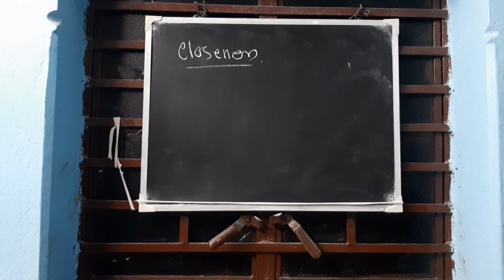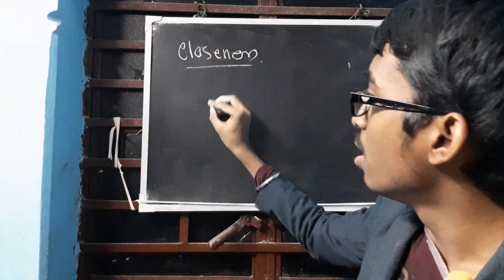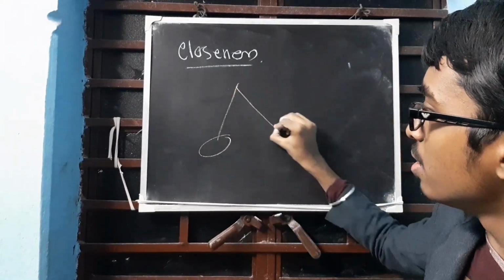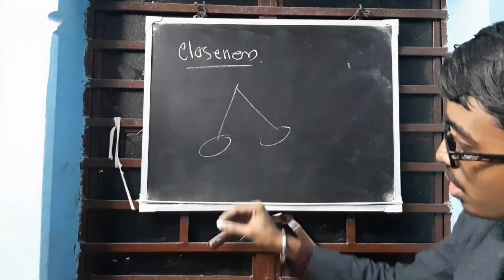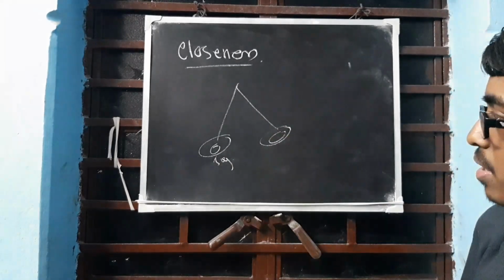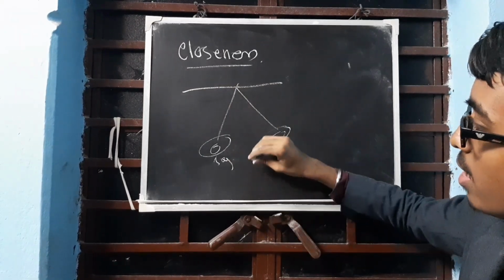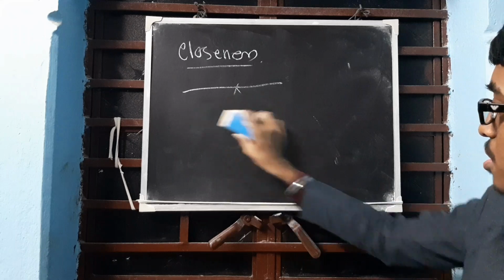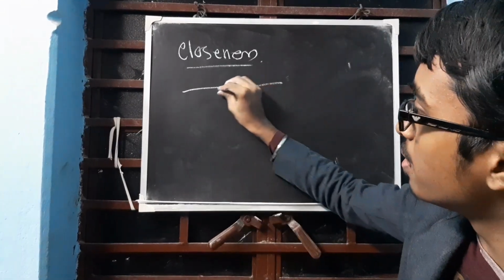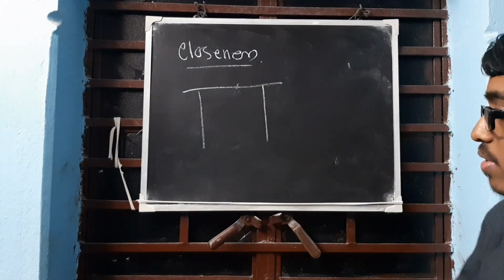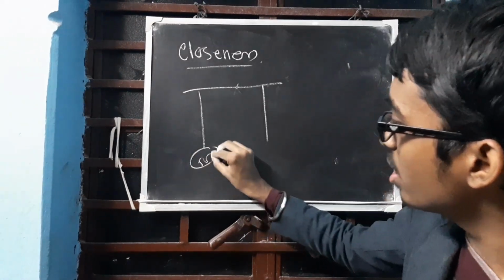Now suppose you have a weighing balance. Drawing is very bad, but this is a weighing balance. You have kept here a weight of, let us take 50 gram, and you have kept here, let us take a ball. Wait, let me make the diagram more proper, otherwise it will hurt your brain. Just understand. So suppose here is the 50 gram weight and here is this.